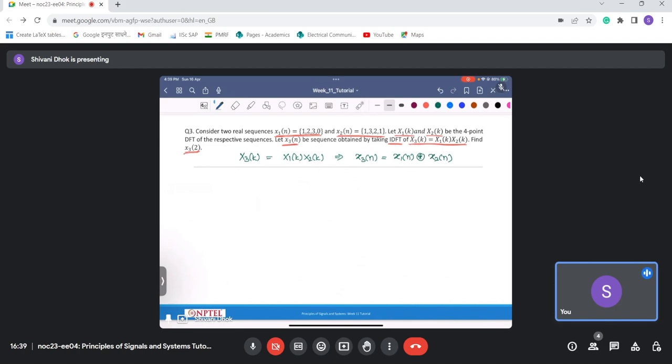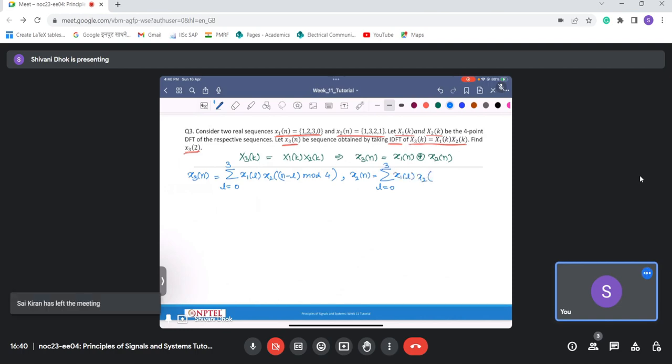So let us first write what is the formula for this x3 of n. So this x3 of n is basically equal to summation, let's say l running from 0 to N minus 1, which is 3, x1 of l, x2 of n minus l, and this is modulo 4, because our N is equal to 4, because these are 4 length sequences. Okay, now x3 of n is something like this, and we need to find x3 of 2. So this comes out to be summation l running from 0 to 3 x1 of l x2 of 2 minus l mod 4.